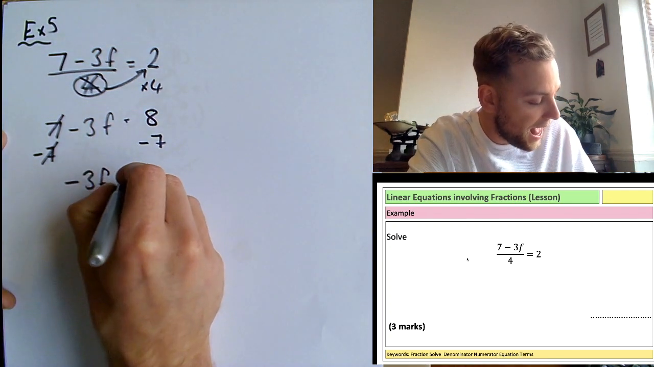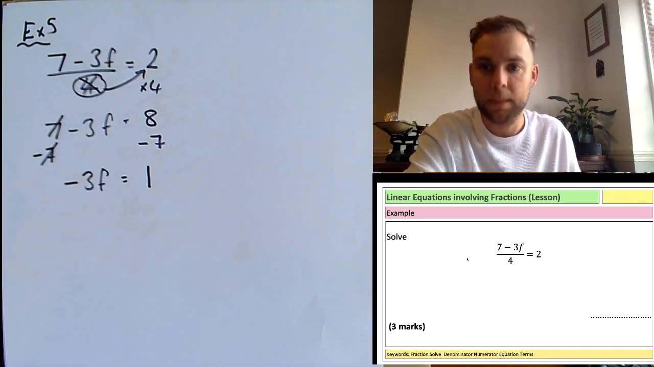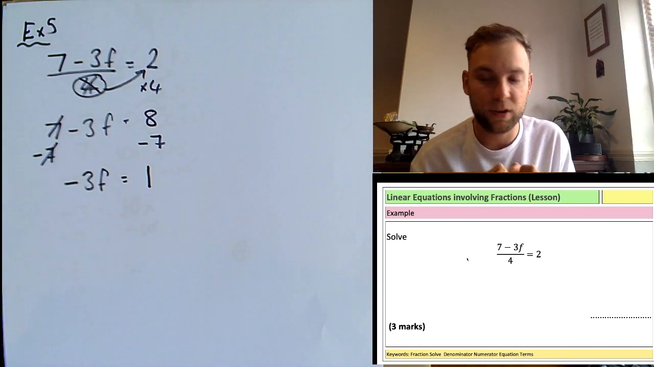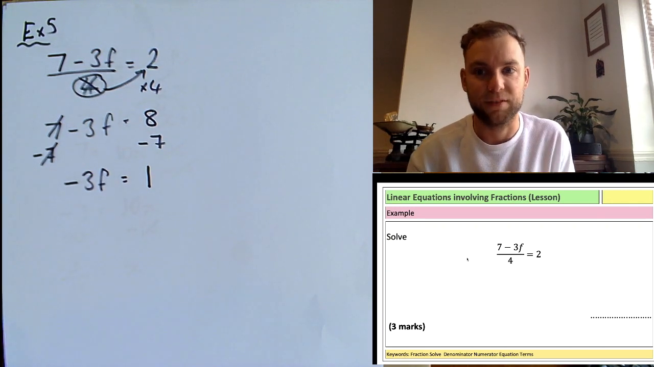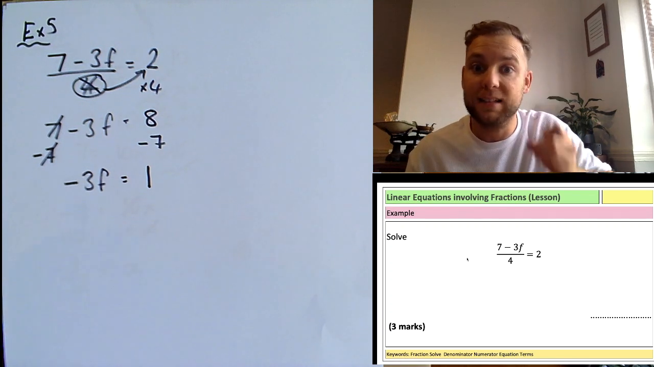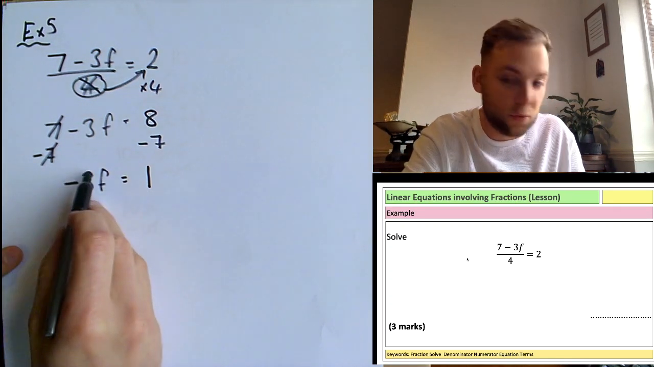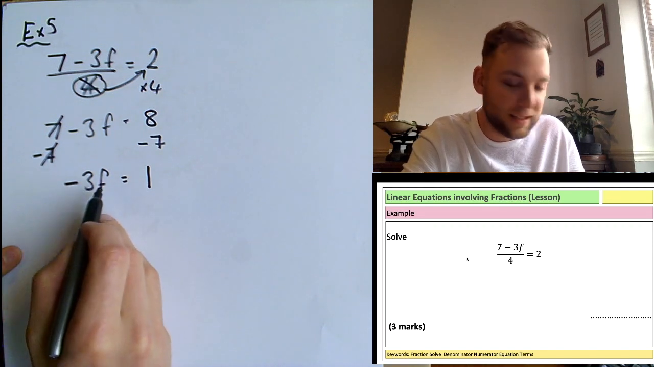Okay, and then 8 take away 7 is just 1. Now, the thing that makes this a little bit trickier is that this is a negative 3f, and people see that negative and go, well, because it's a negative, I need to add to the other side. But that's not the case, because it's minus 3 times f, okay? Minus 3 times f.